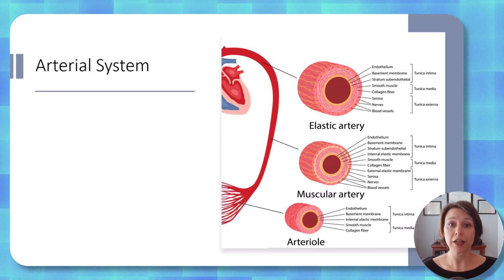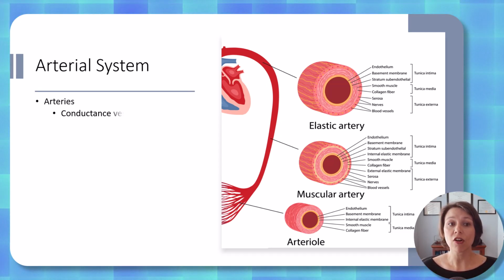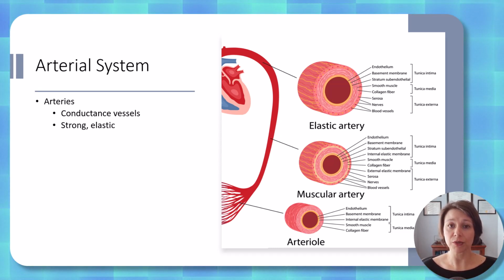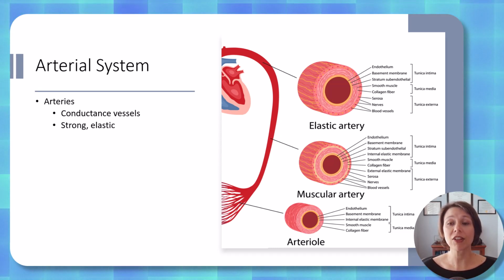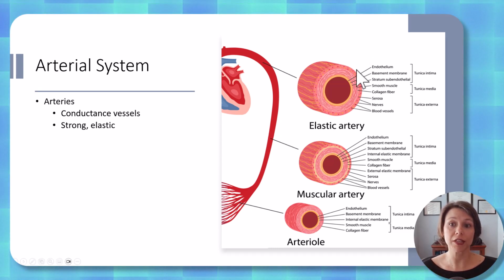Let's zoom in on the arterial system. The arterial system is made up of, first and foremost, arteries. And arteries are our conductance vessels. These are strong, elastic vessels with 3 layers that have a lot within these 3 layers, but I'm going to draw your attention to just a few things.